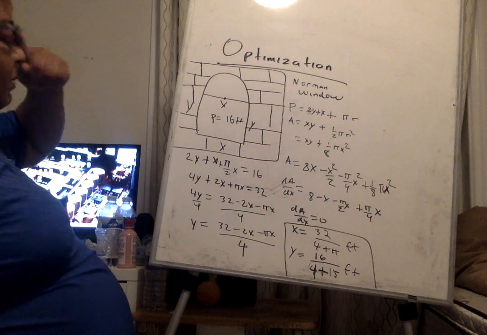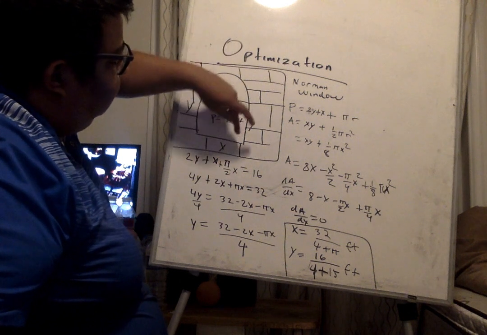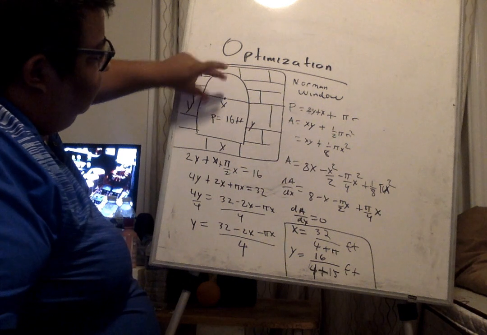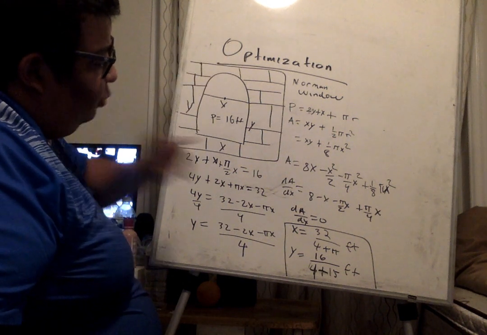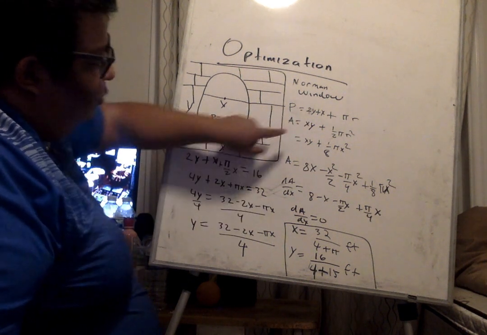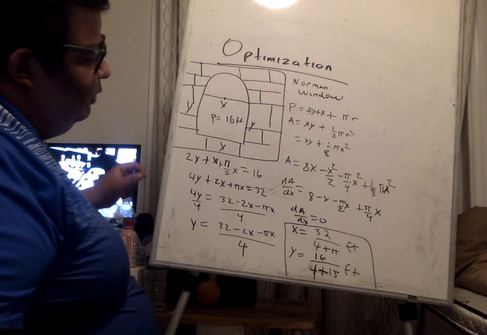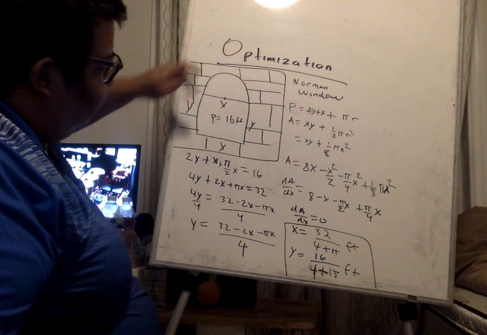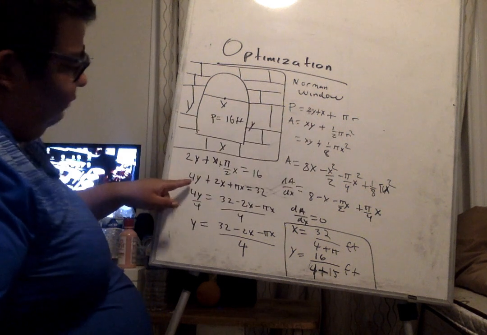So let me recap what we did. First we find the perimeter formula. We go around the window. Then we find the area. The area is the area of the semicircle and the square or rectangle. Then we want to have one equation that only has one variable, so we can take the derivative and optimize it. So we take the perimeter, which was 16 feet, and set the perimeter equal to 16 feet.